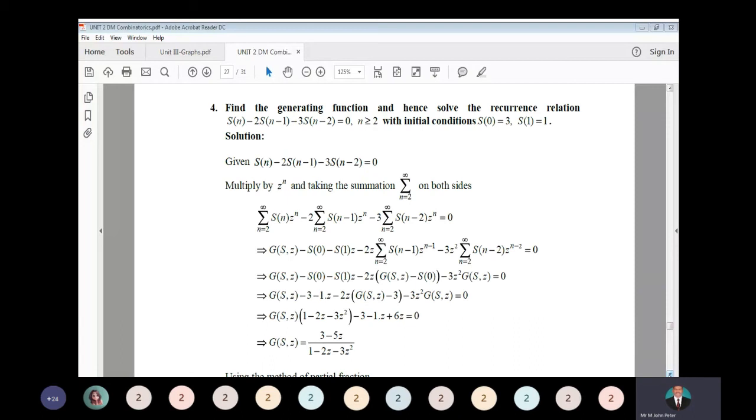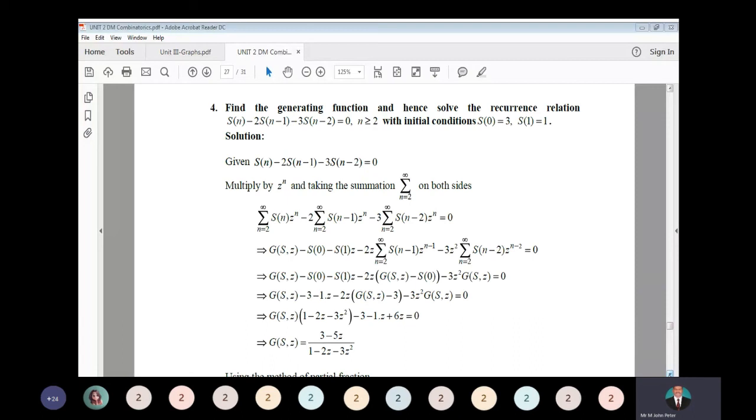As per the condition, when you do it, you will get g of s comma z. Given that g of s comma z is the summation n equal to 0 to infinity, the s of 0 and s of 1 terms are missing. That's why the first summation is denoted as g of s comma z minus s of 0 minus s of 1 into z. In the first summation, s of 0 and s of 1 are missing, so add and subtract to get the first terms.